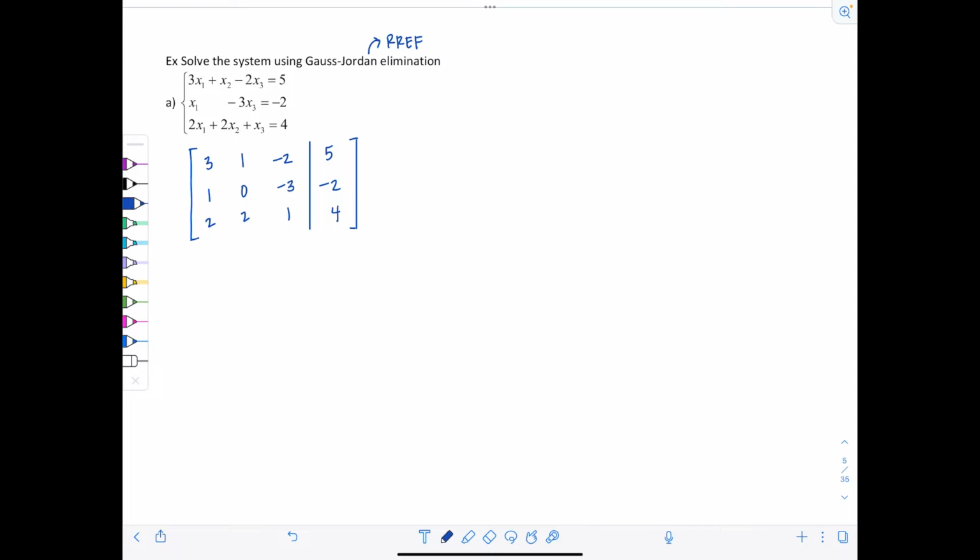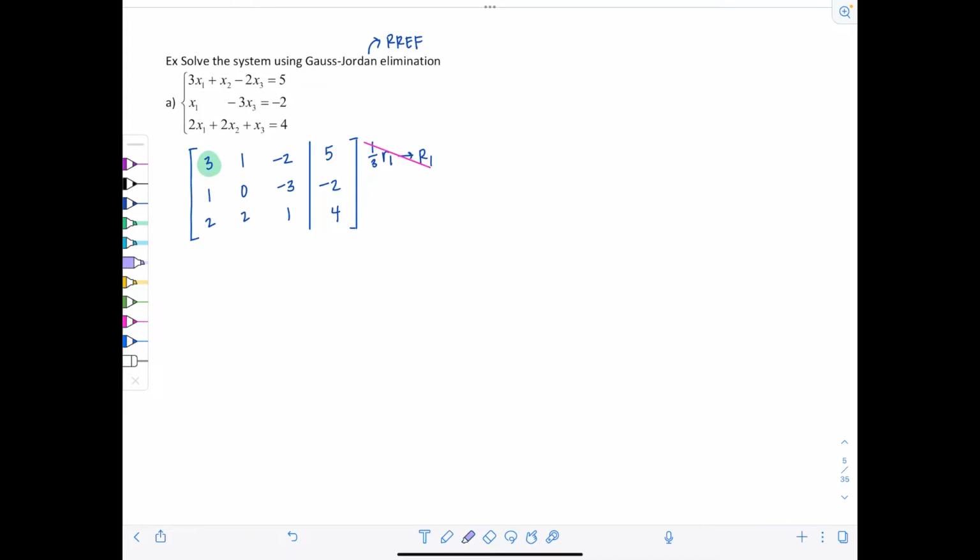So here's how you got to start. Make this entry a 1 first. You have a couple options for how to do that. You might be tempted to say, I'm just going to take 1/3 times row 1 and make it the new row 1. And you totally could. However, I'm looking at these entries here, they're not divisible by 3, so I'm not going to love having all these fractions so early in the game. Sometimes you can't help it, you know?